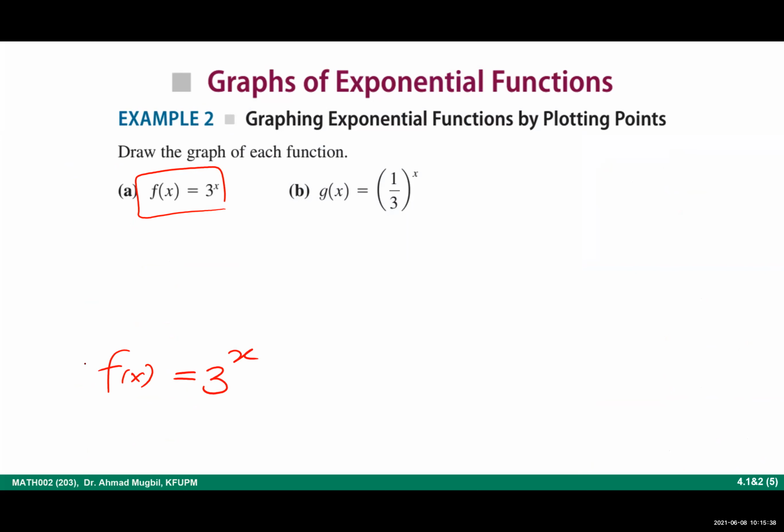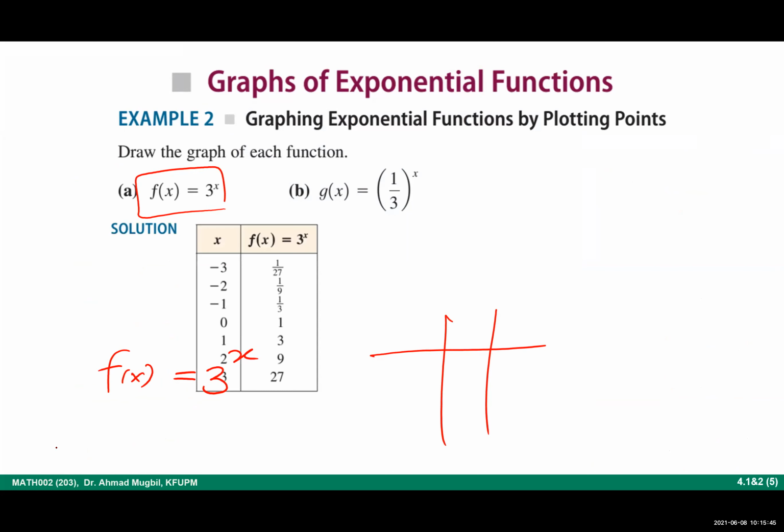Guys, make a table and graph it. Yes, you will make a table and plot points. Usually we do this when we have a new function that we don't know how to sketch the graph of. So we will take some values of x.